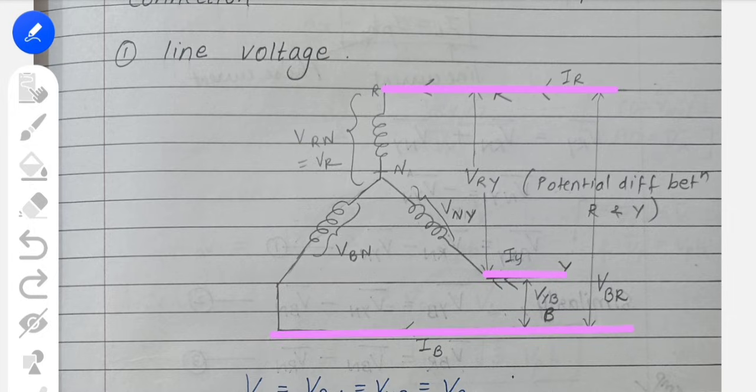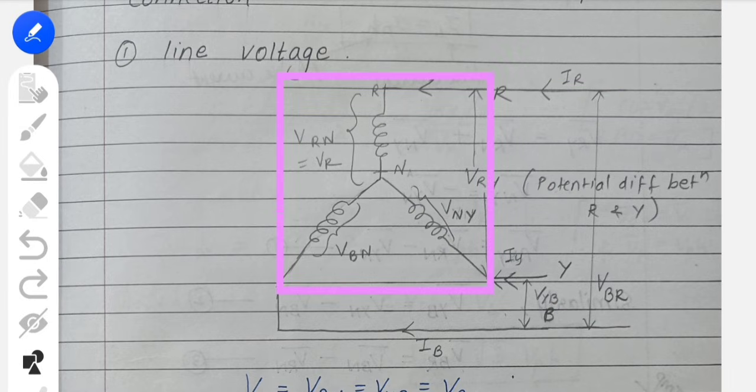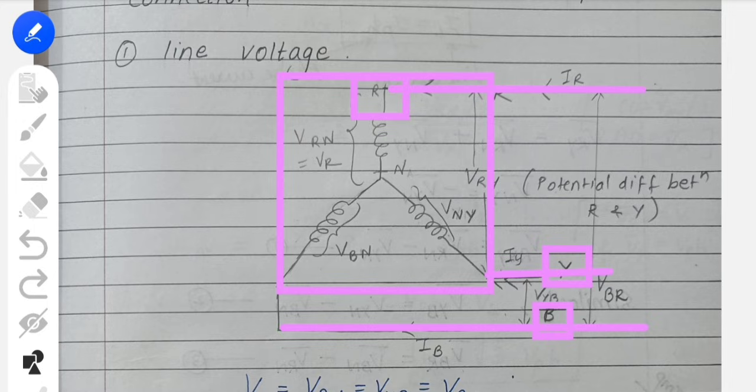I hope you understood. First, you made the star connection diagram, and you showed R, Y and B. Then you show the current through R, the current through Y and the current IB. I think it is very clear till now.